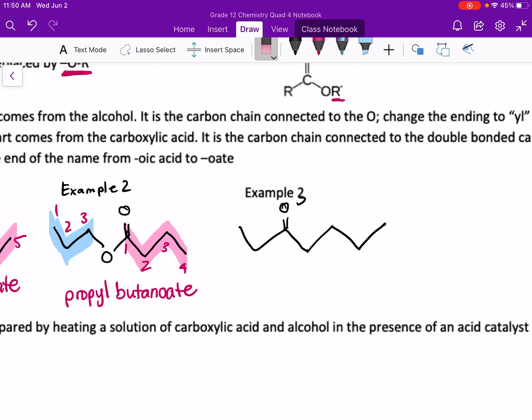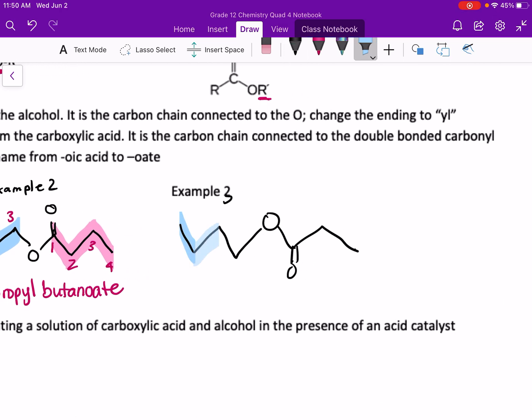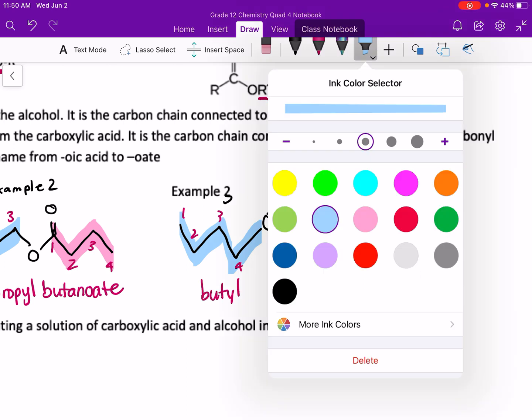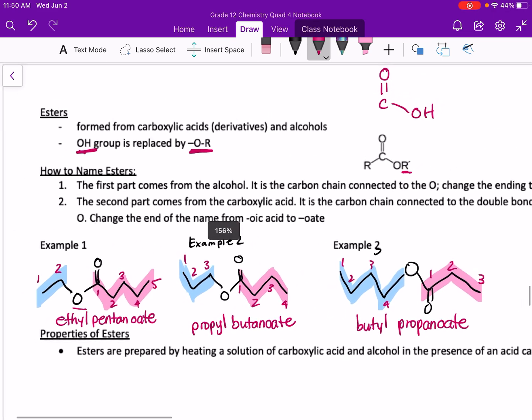Okay, so here, this does not look right. We need an ester. We have 1, 2, 3. Here we go. So this part here, I can see it is longer than the other side, but this is coming from our alcohol. And I have 1, 2, 3, 4 carbons, so this will be butyl. Then this side here, coming from our carboxylic acid, this is 1, 2, 3, so it will be propanoate. So butyl propanoate. That is how we name esters.